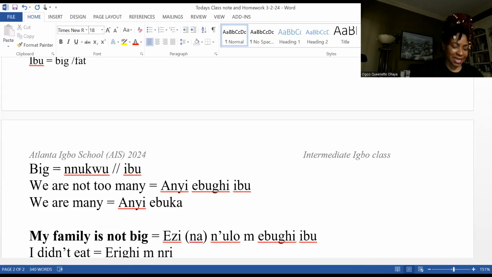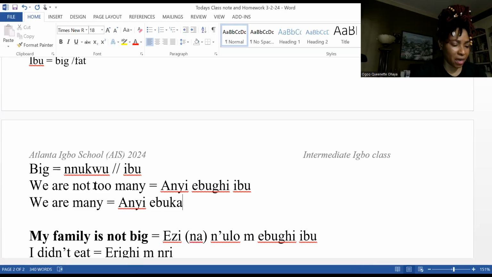Ezina olam agage. Okay, this is another one. So where is the English one here? Ezinolom agagi bu agagi. So what are you trying to say there, Ogechi? I was trying to do the different tenses. Like, you're trying to say ezinolom agagi bu ebuka. So what are you trying to say in English? My family is not going to be big. Okay. Ezinolom agagi ebu ibu.